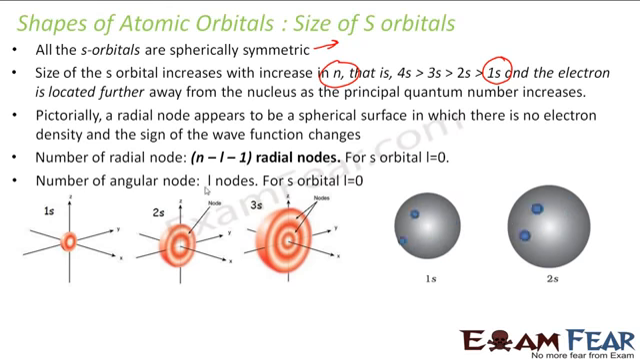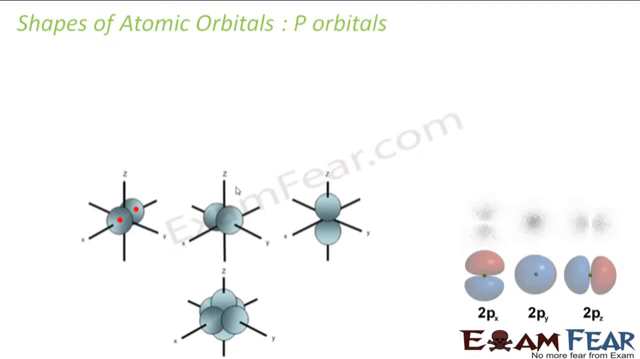And the number of angular nodes is l. In our case, for an s orbital, l is 0, so there is no angular node. We'll discuss the angular node when we discuss the p orbitals. Just understand that there is a general formula. For radial nodes, the number is n minus l minus 1, a general formula, and for angular nodes, the formula is l.